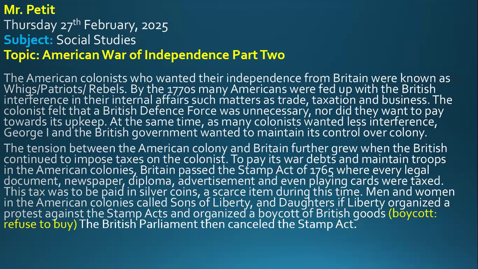The tension between the American colony and Britain further grew when the British continued to impose taxes on the colonists to pay its war debts and maintain troops in the American colonies. Britain passed the Stamp Act in 1765, where legal documents, newspapers, diplomas, advertisements, and even playing cards were taxed. This tax was to be paid in silver coins, a scarce item during this time. Men and women in the American colonies called Sons of Liberty and Daughters of Liberty organized protests against the Stamp Act and organized a boycott of British goods. Boycott: refused to buy. The British Parliament then cancelled the Stamp Act.